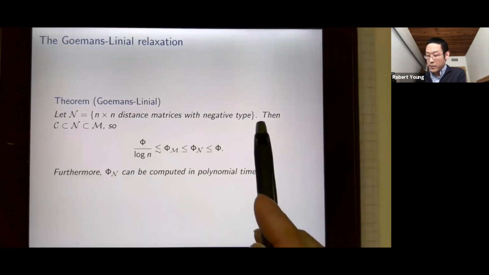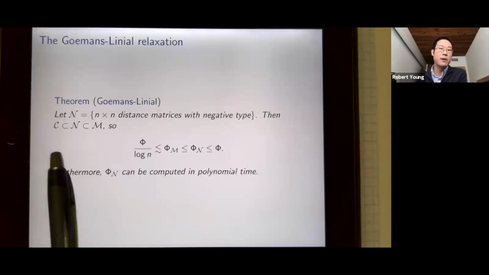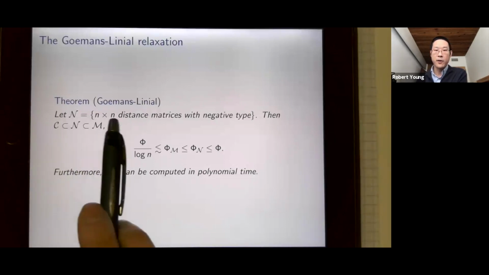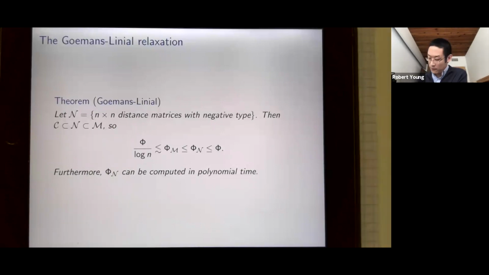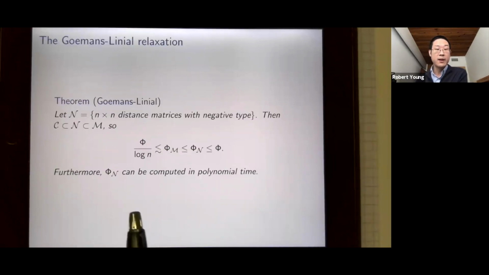The one thing we are going to use about this is that all cut metrics have this property. Every cut metric has negative type. So the negative type metrics contain the cut metrics, and are contained in the set of all distance matrices. Therefore the minimum over the negative type matrices is less than or equal to the minimum over the cut metrics, but it's at least as good as the minimum over all the metrics. And furthermore, because of this definition in terms of negative definiteness, that minimum can be computed in polynomial time. So this is also computable in polynomial time, and it's at least as good as the relaxation over all metric spaces.